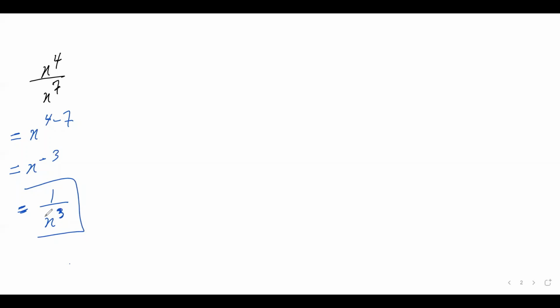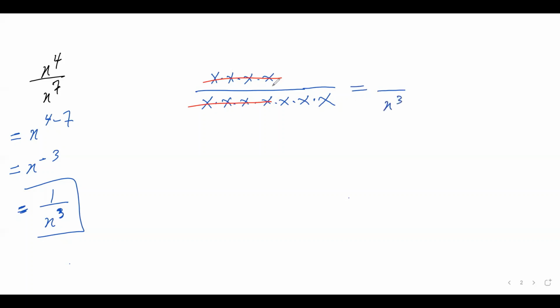And there is another way to do this. You know, x to the power of 4 means x times x times x times x, 4 times. And x to the power of 7 means we have to multiply x 7 times. So here I have 4 x's on the top, 7 on the bottom. So the 4 on top cancels 4 on the bottom. So now I will be left with 3 x's in the bottom, right? So x to the power of 3, and on the top we have just 1. So this is another way to solve it.